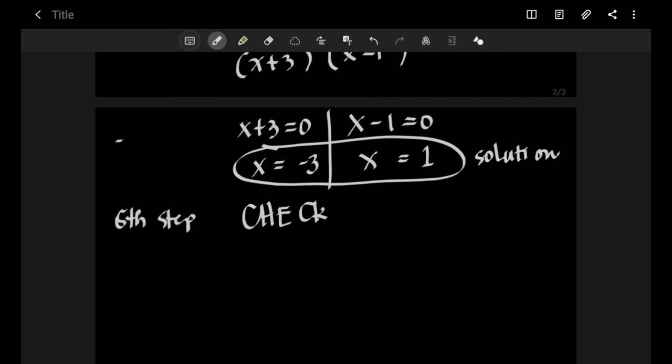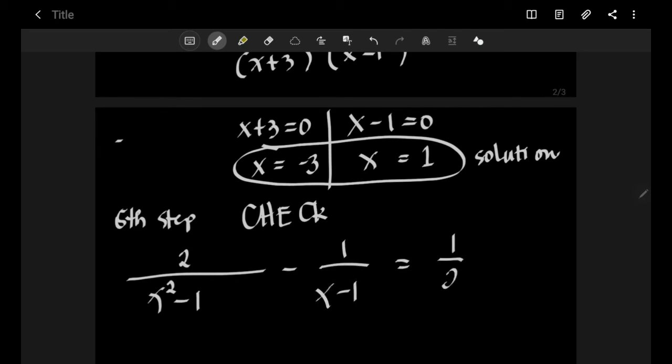Now, ang tanong, are they valid? So, para malaman natin kung valid yung solution, we have to check. So, babalik tayo sa original equation. So, ang original equation natin is 2 all over x squared minus 1 minus 1 all over x minus 1 is equal to 1/2. So, let us substitute the value of x, which is negative 3. So, what is the value ng ating equation? Magiging true kaya?